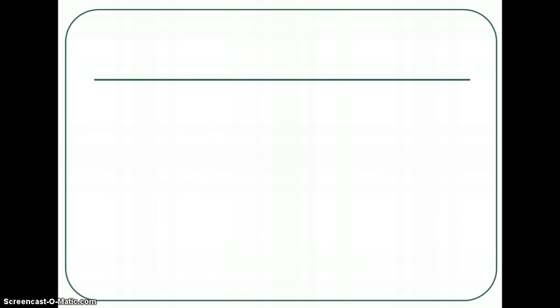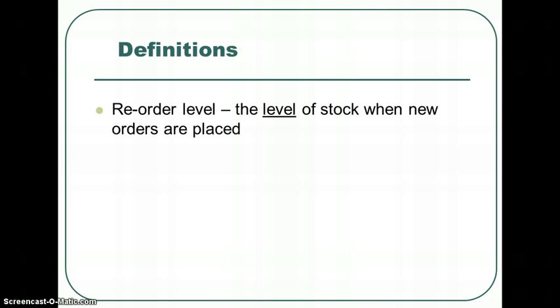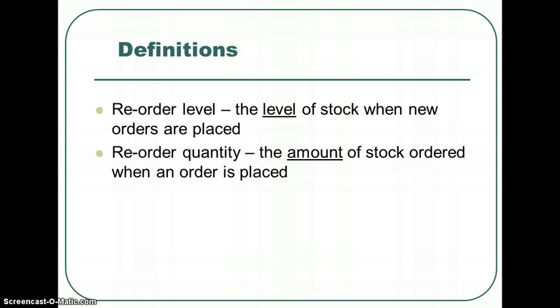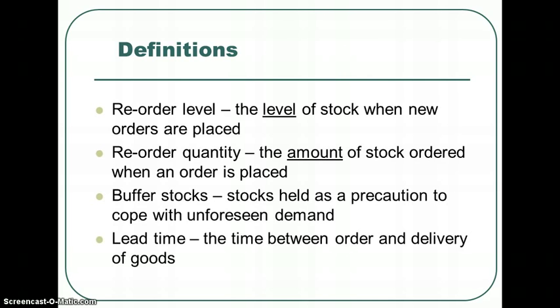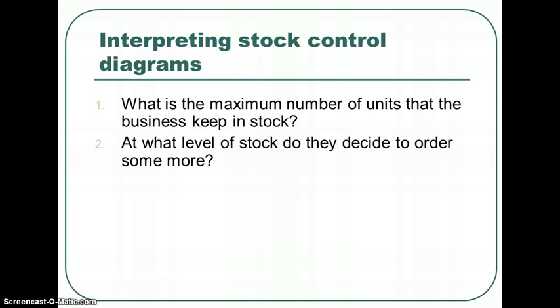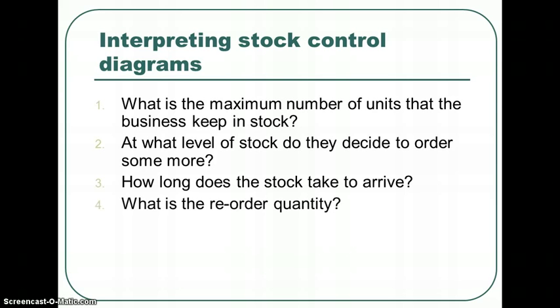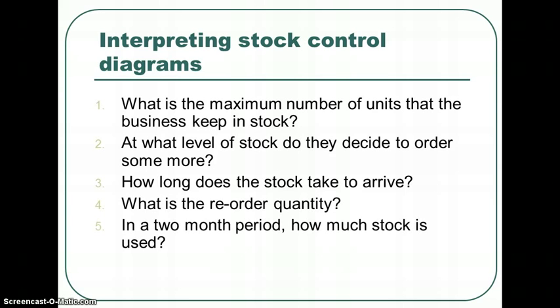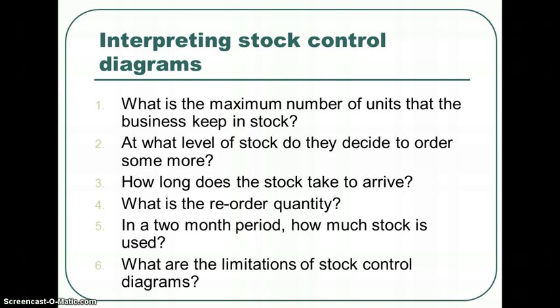So hopefully you can take these definitions, the reorder level, the reorder quantity, the buffer stocks, and the lead time, and I want you to answer these questions. So what is the maximum number of units that the business can keep in stock? At what level of stock do they decide to order more? How long does it take to arrive? What is the reorder quantity? In a 2-month period, how much stock is used? And what are the limitations of a stock control diagram. Now you will have to think about that yourself.